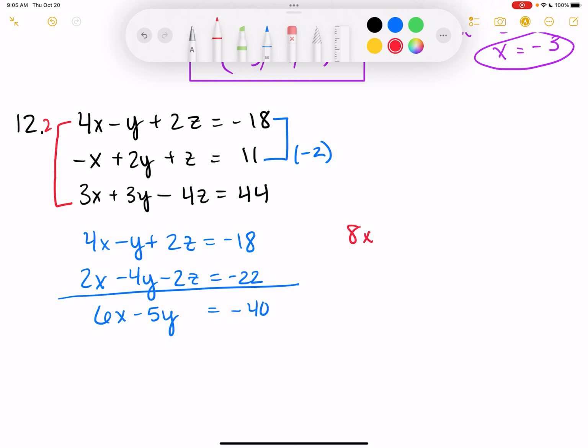So I have 8x minus 2y plus 4z equals negative 36. And then copy down the other one. Negative x plus 2y. Are we doing the third one? I'm sitting here like, well, the y's are canceling, but that's not helping me with anything.